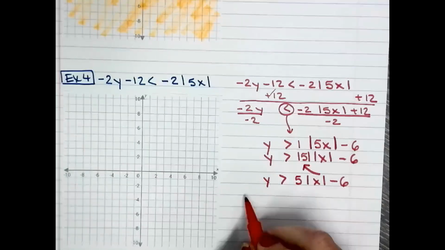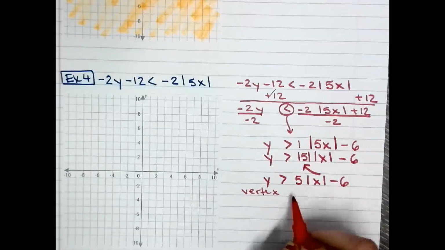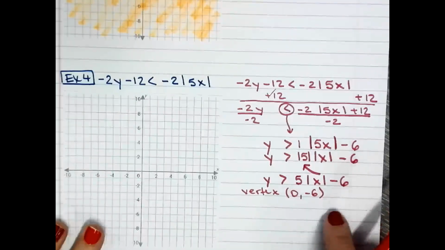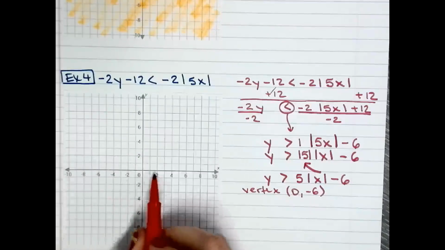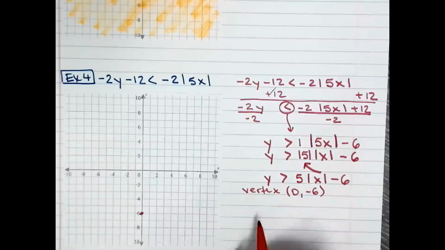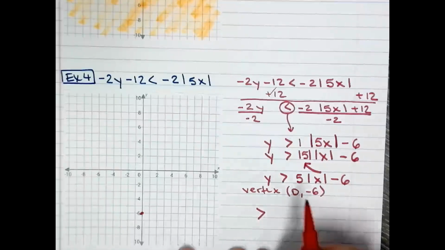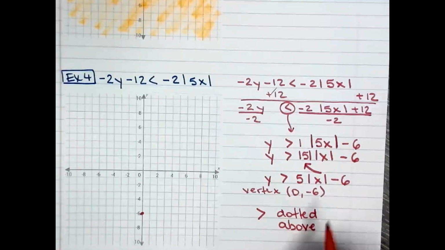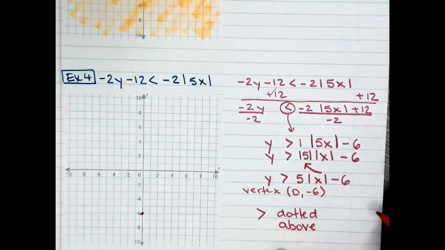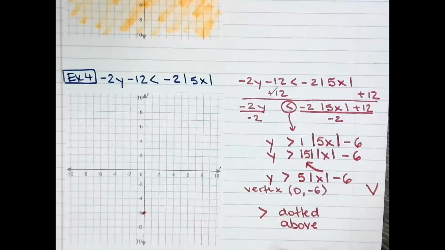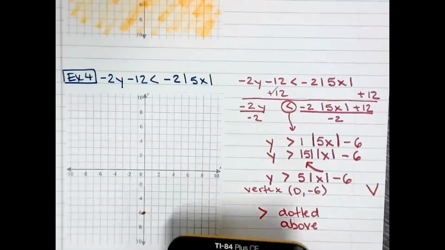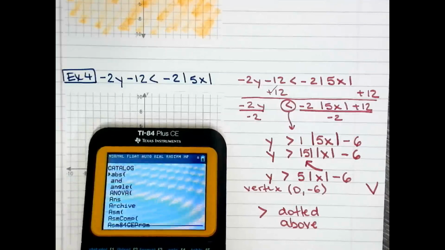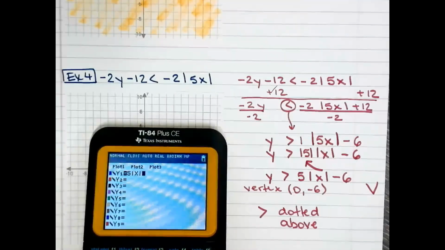Okay, now I'm ready to start. So your vertex is 0, negative 6, because h is 0, k is negative 6. So go ahead and plot that 0, negative 6. Because it's greater than, it is going to be dotted, and I will shade above. And the leading coefficient is positive, so it's going to be just a regular V shape. Go to your y equals. We will put this one in, 5 absolute value of x minus 6.